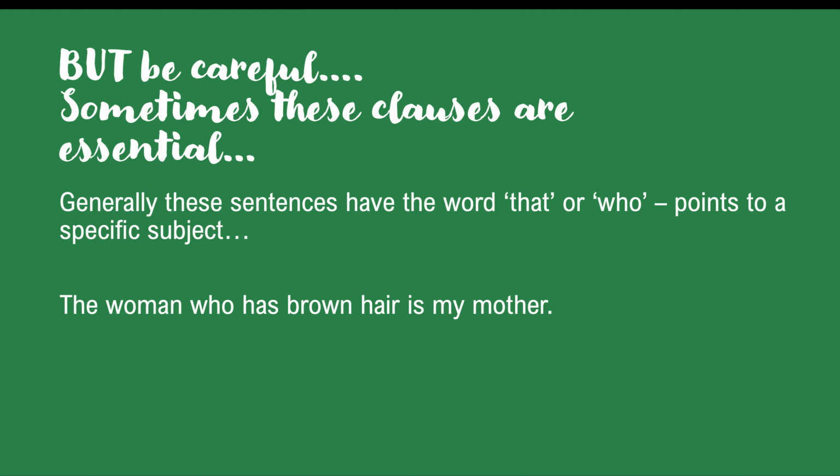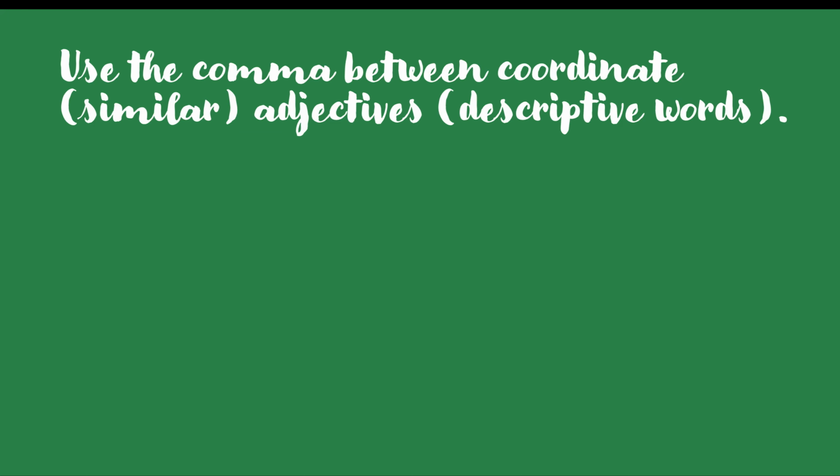The woman who has brown hair is my mother. Which woman is your mother? Oh, the woman who has brown hair. That's essential, so you don't want to use commas. The chips that have extra salt are tasty. Which ones? Which ones are tasty? Oh, the ones with extra salt. Don't use commas. Another way to use the comma is between coordinate, basically similar adjectives.